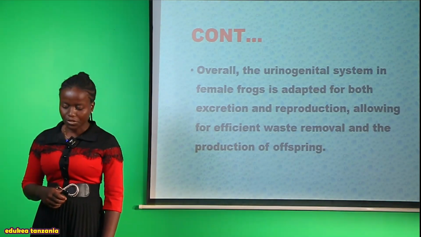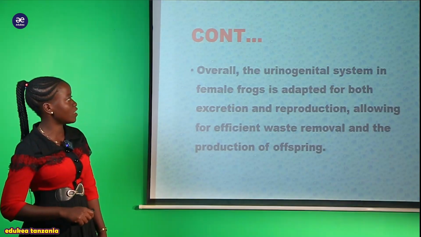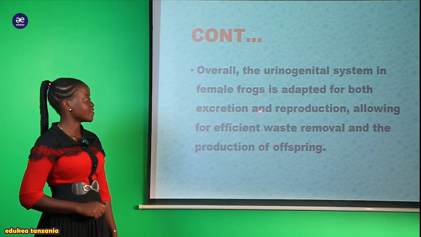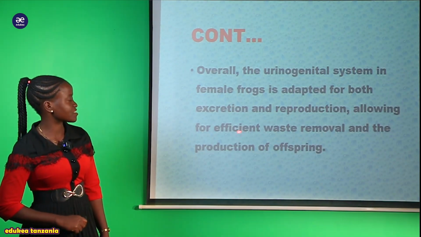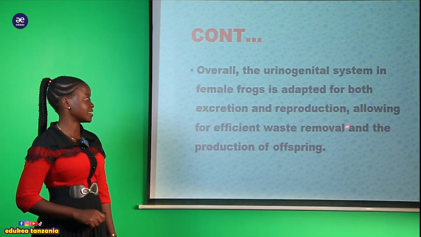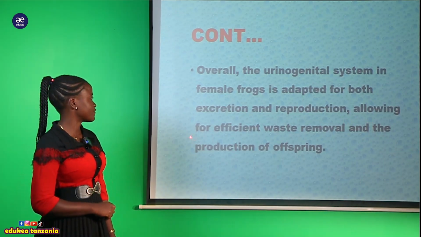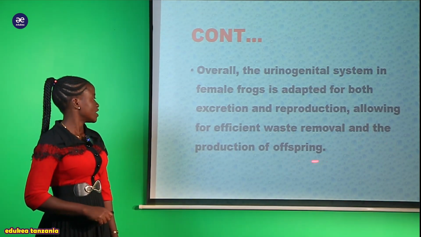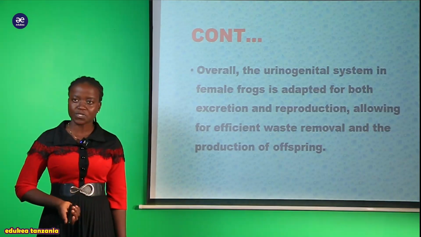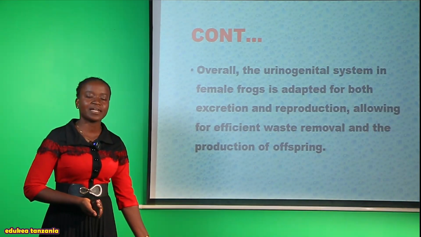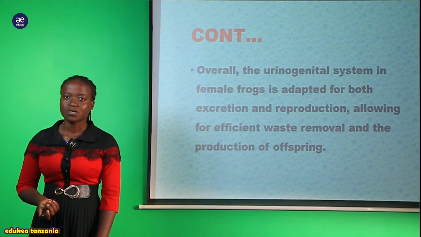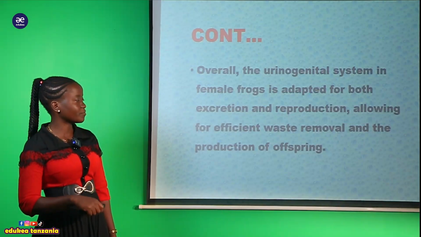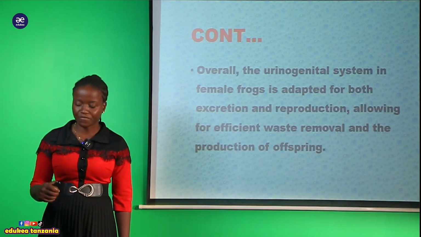So we can conclude by saying that overall the urinogenital system of the female frog is adapted for both excretion and reproduction. So allowing for efficient waste removal and production of the offspring. So hiyo ndio maana ya urinogenital system. Inafanya kazi ya remove waste and also production of the offspring.